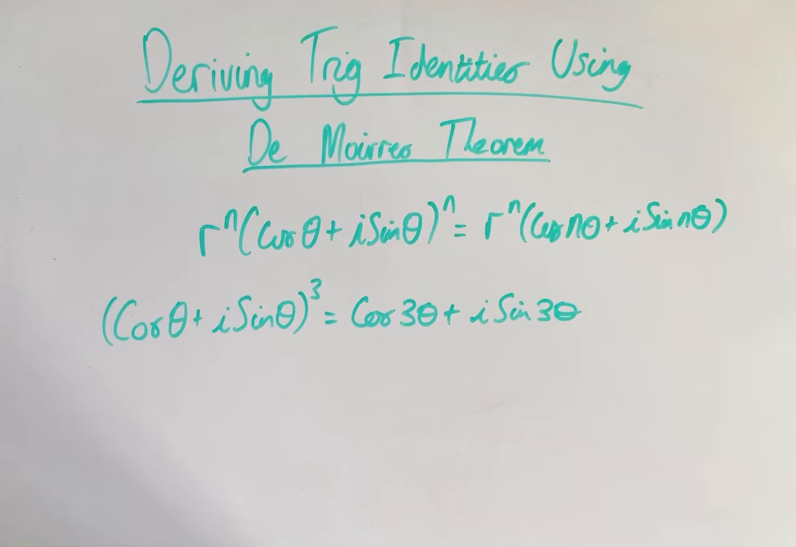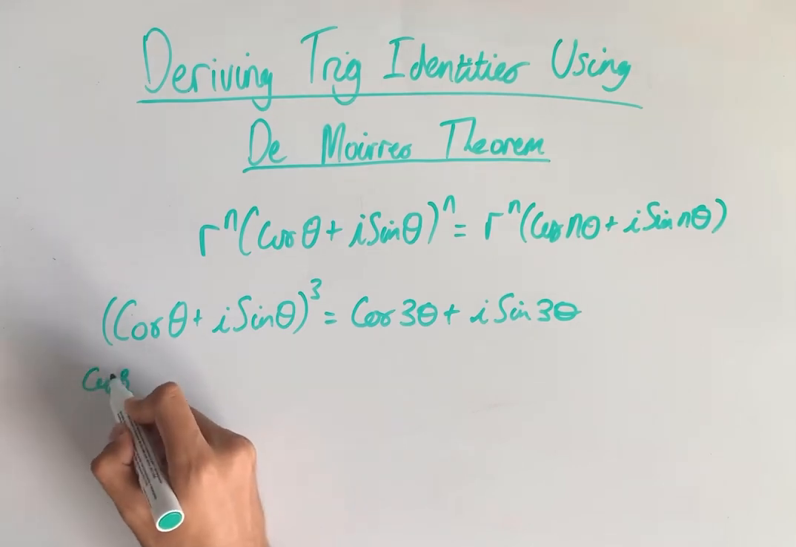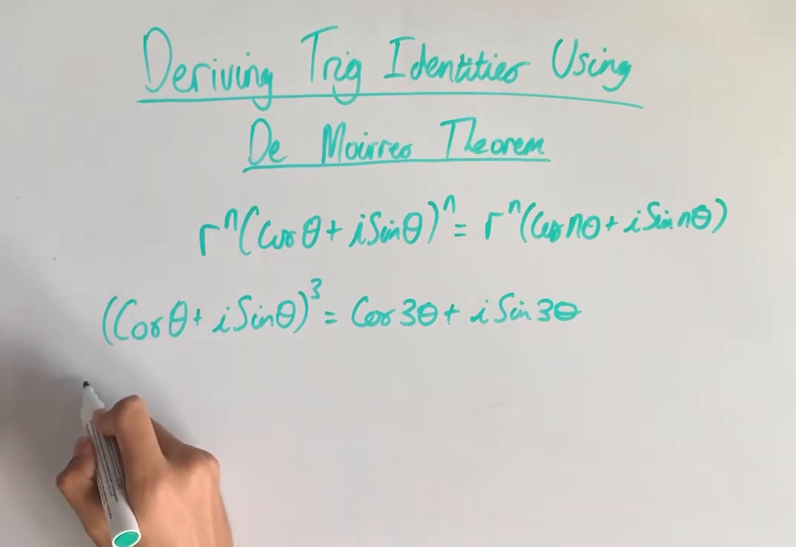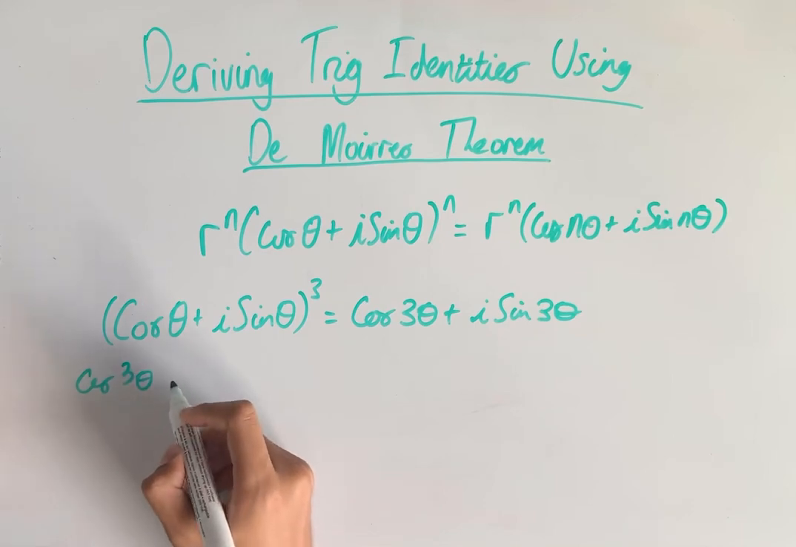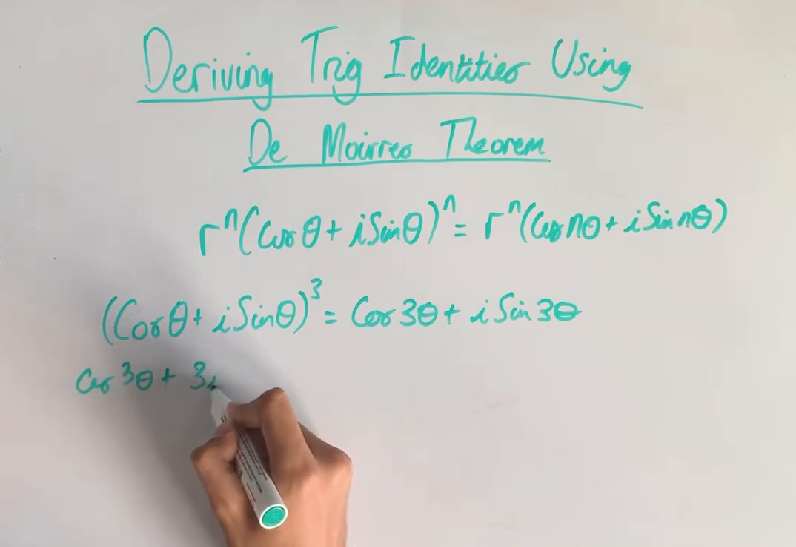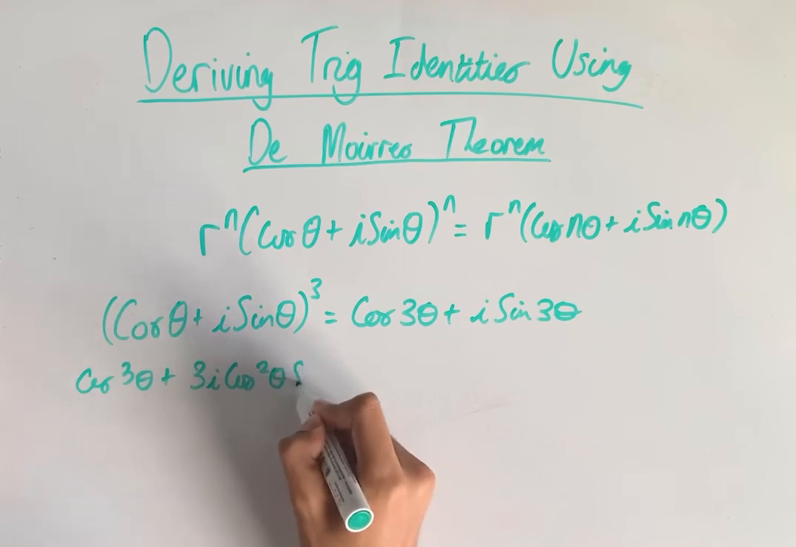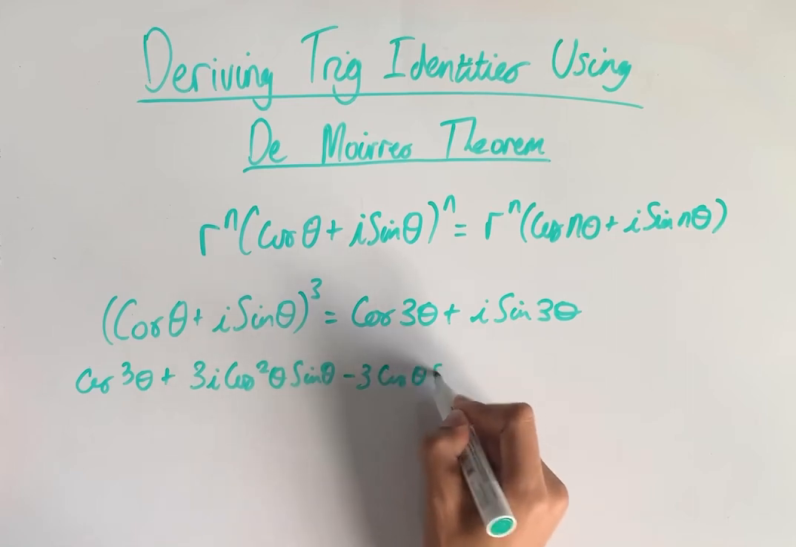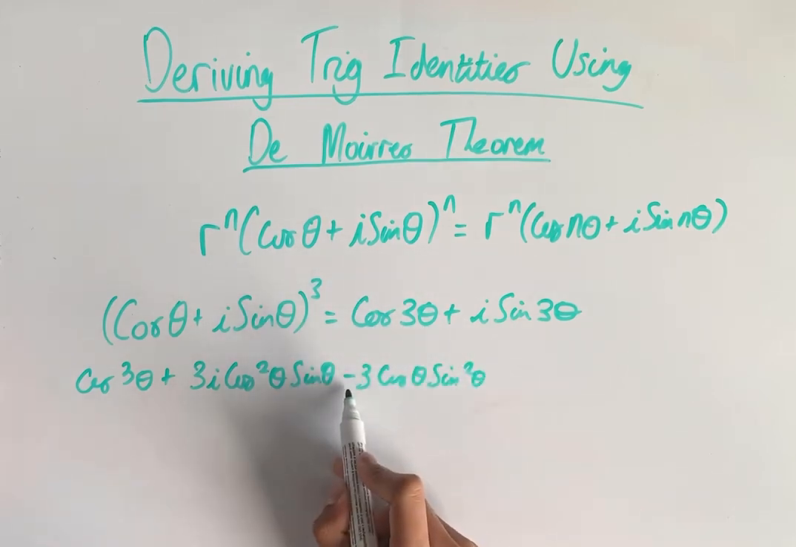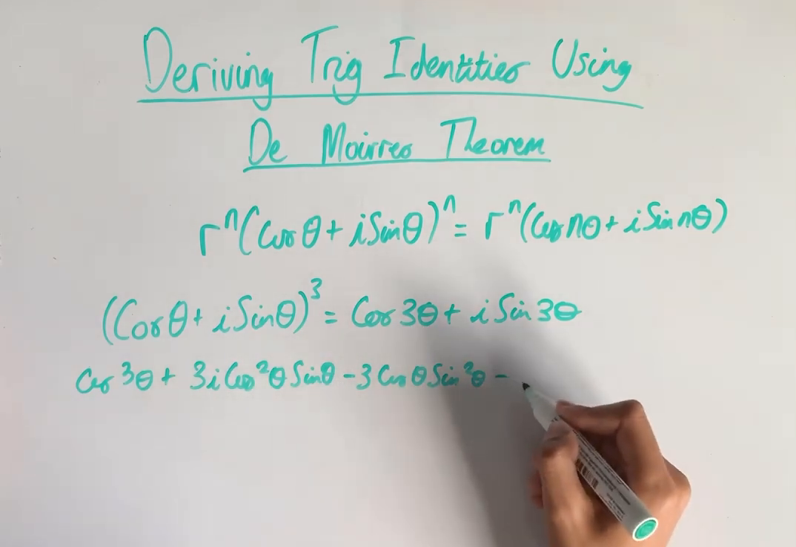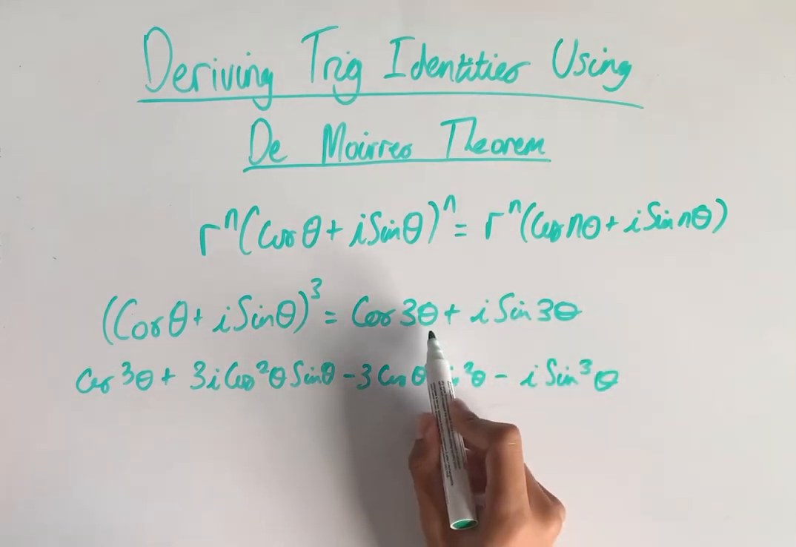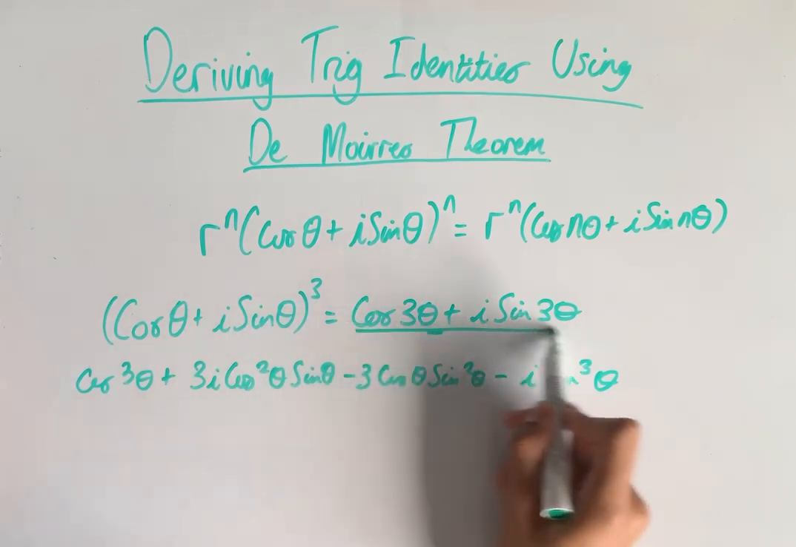And what that gets us is cos cubed theta plus 3i cos squared theta sine theta minus 3 cos theta sine squared theta. It's a minus because we had an i squared and that's equal to minus 1. Minus i sine cubed theta. And we know that this is equal to this over here, this whole equation.